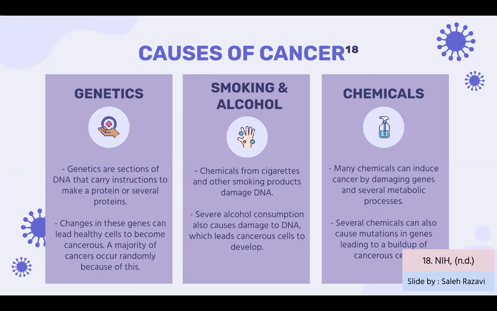Smoking and alcohol, just like we all know, chemicals in cigarettes can cause lung cancer, or cancer in the lungs. Severe alcohol consumption can also cause damage to the DNA, which leads cancerous cells to develop. There are also many chemicals that can cause cancer and cancer mutations.